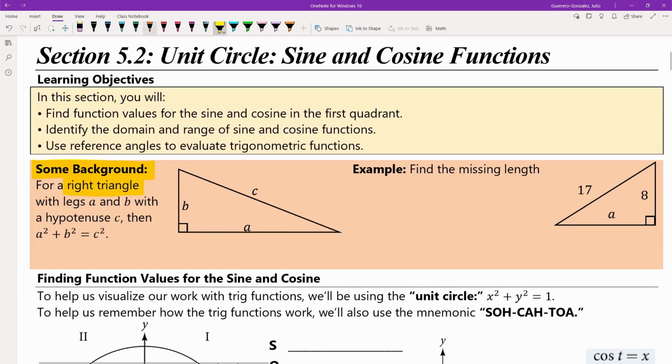A right triangle is a triangle that has one right angle, and we denote it by a box, something like that. There it is. So for a right triangle with legs A and B and a hypotenuse C, we have this result right here: A squared plus B squared is equal to C squared. You should remember this from geometry in particular. This is the Pythagorean theorem.